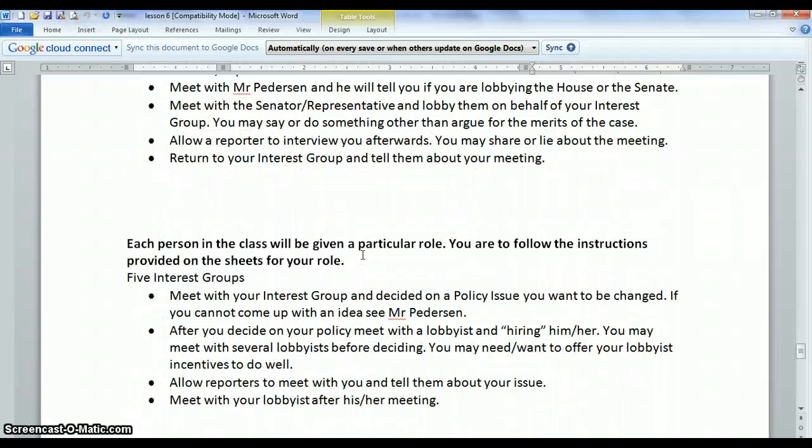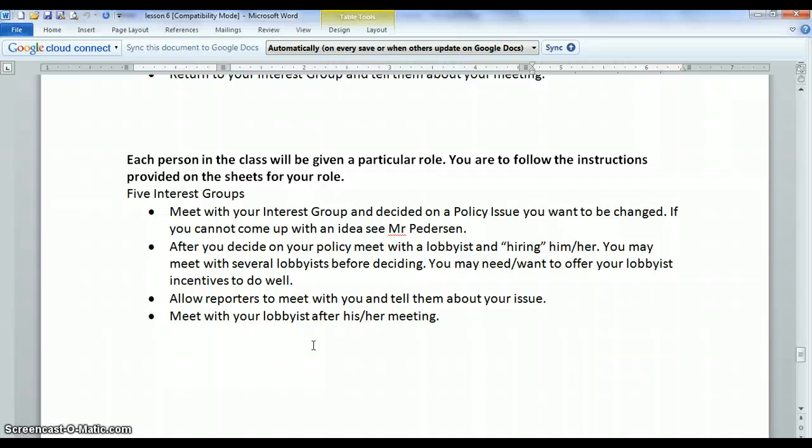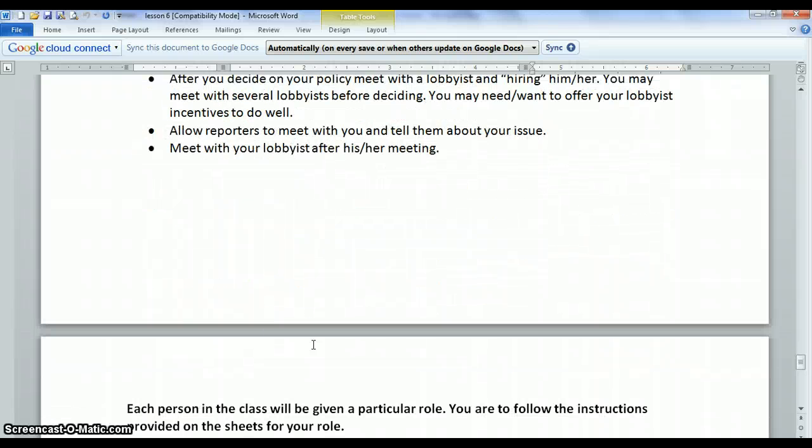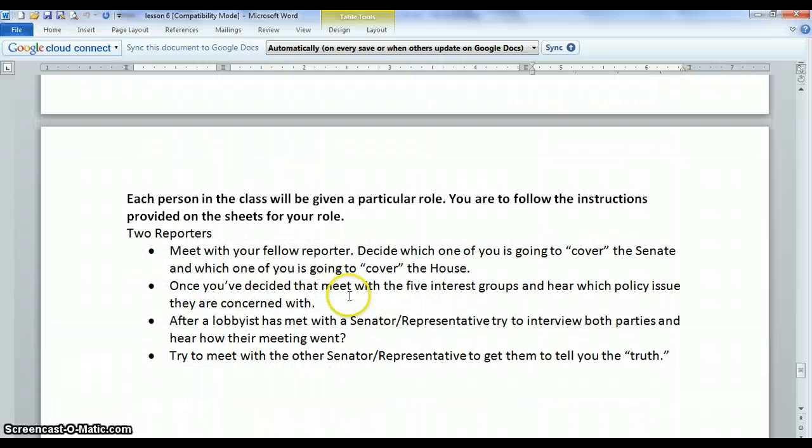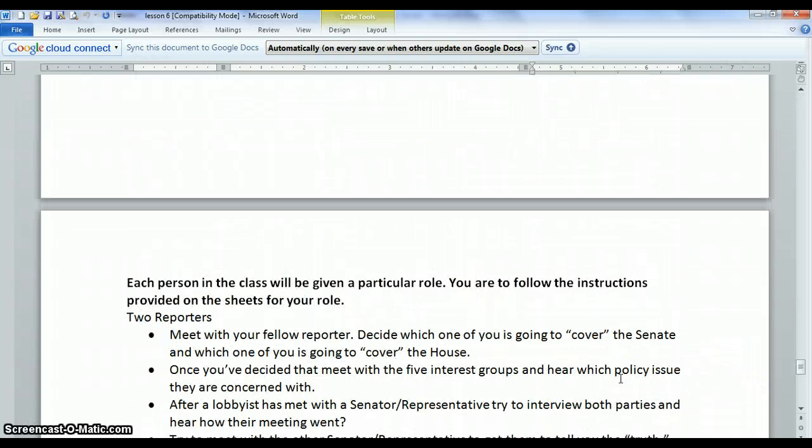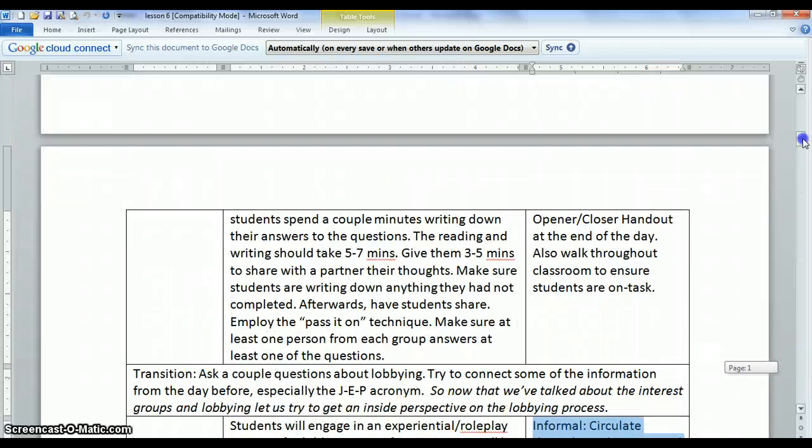And then the interest groups would just meet and decide on their policy issue, hire a lobbyist, meet with a reporter, and get an after meeting memo type thing from the lobbyist, and then the reporters were to try to uncover what's really going on, get to the truth. So that's the activity in a nutshell.